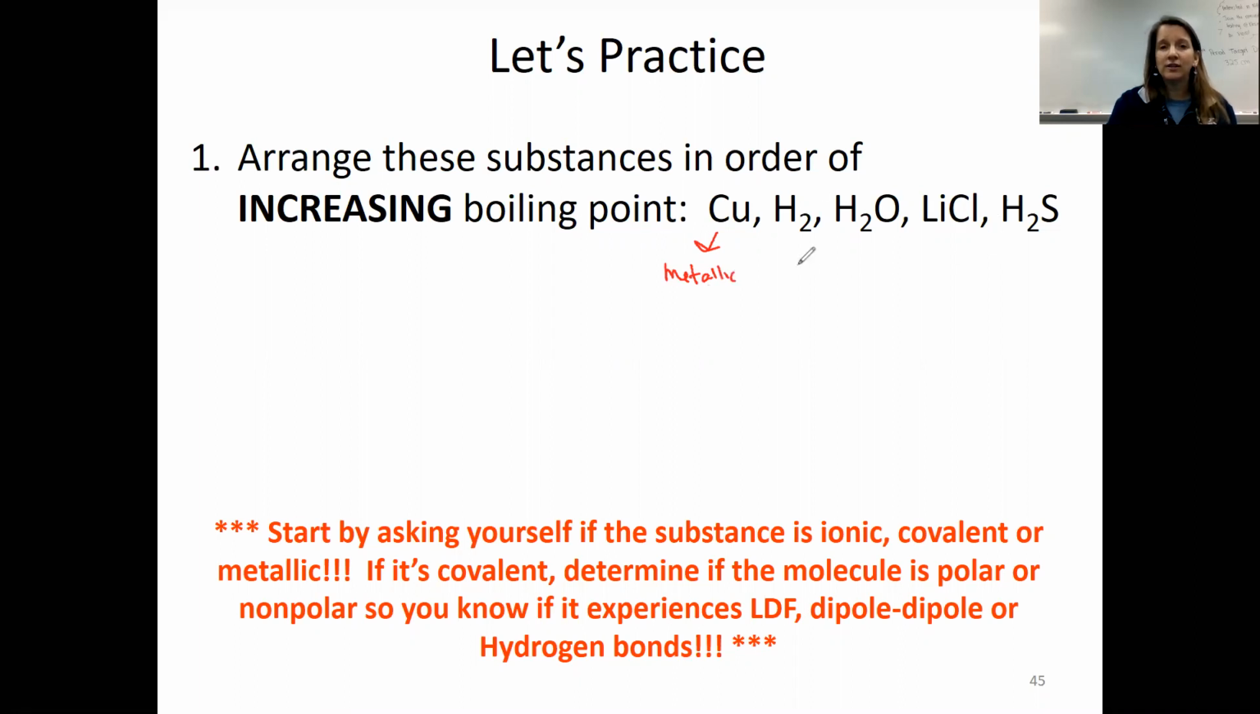I need to compare all of these inter and intramolecular forces first. H2, that's a diatomic molecule. I know that's just going to be LDF.